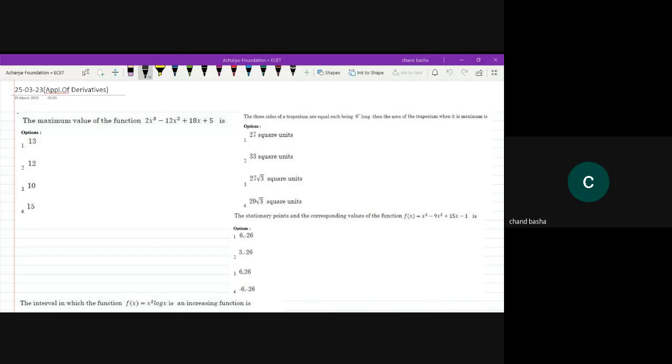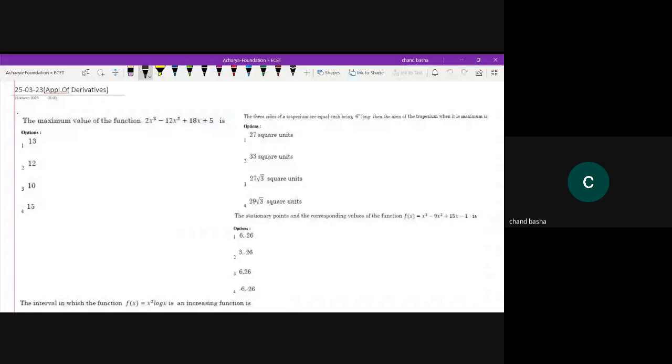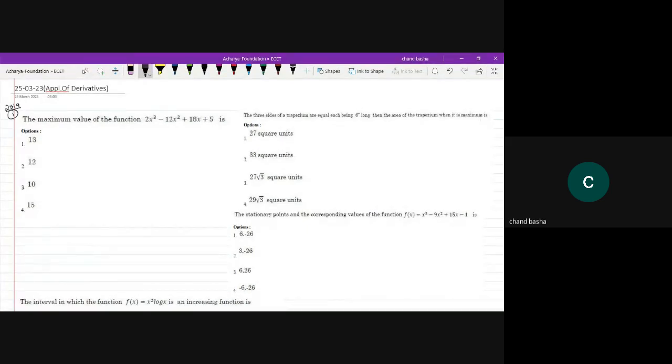Solving different questions. These are the problems from 2019. Find the maximum value of the function. Whenever they ask for a maximum or minimum, you can go for f dash and f double dash. First, I need to go for f dash of x.